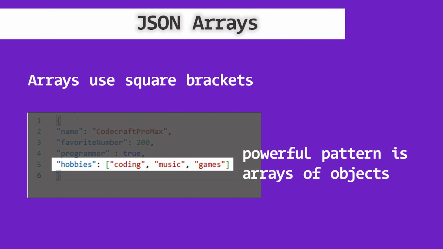JSON arrays. Arrays use square brackets. Inside an array, you can store any valid JSON type: strings, numbers, objects, anything. Example, hobbies could be gaming, reading, music. And a powerful pattern is arrays of objects, like a list of friends where each friend is its own user object. That's how you build structured real-world data.